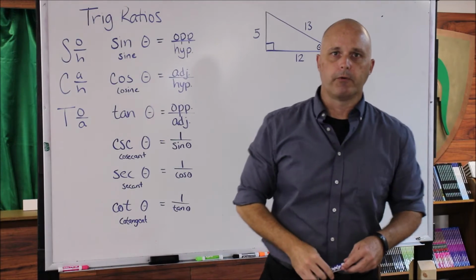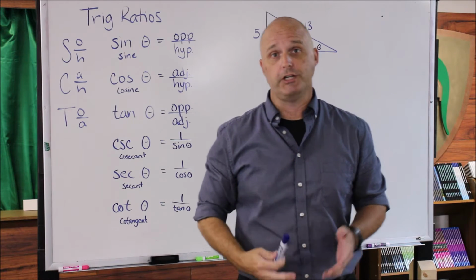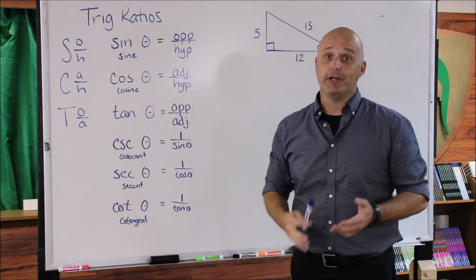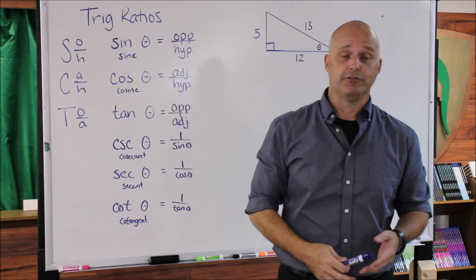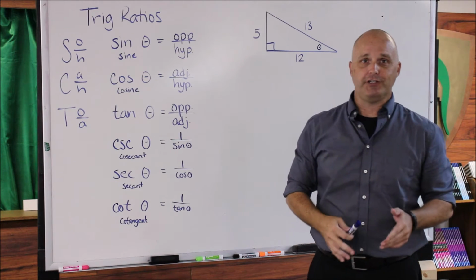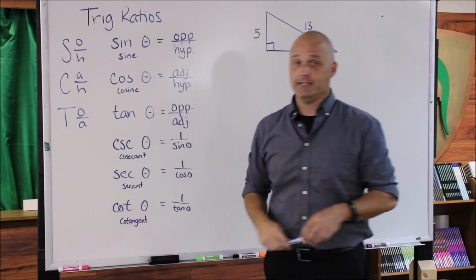For unit 10.1, we're going to look at the unit circle. But before we can do that, we've got to go back and take a look at some trig ratios that you would have learned in geometry, and then also introduce you to some new trig ratios that you may not have seen before. So remember that the basic trig ratios that you did in geometry include sine, cosine, and tangent.